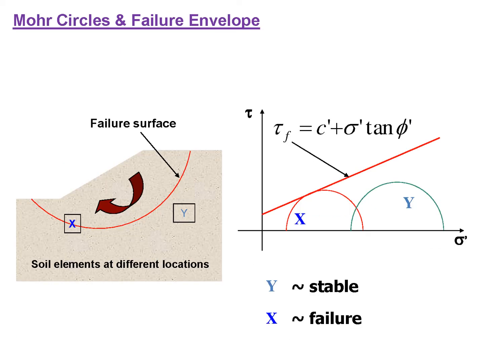So you can see here two more circles, X and Y. You can conclude that Y is stable because this circle is not touching the failure envelope. But as this circle X is touching the failure envelope, it means failure will take place.